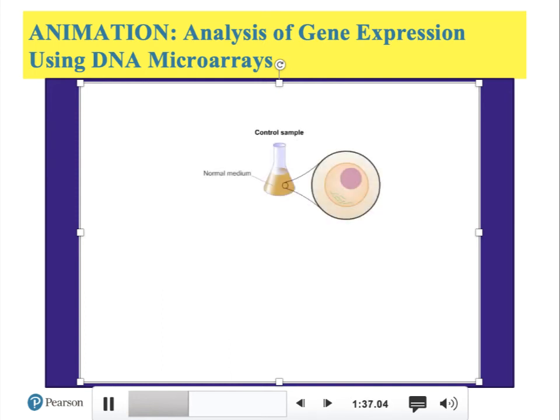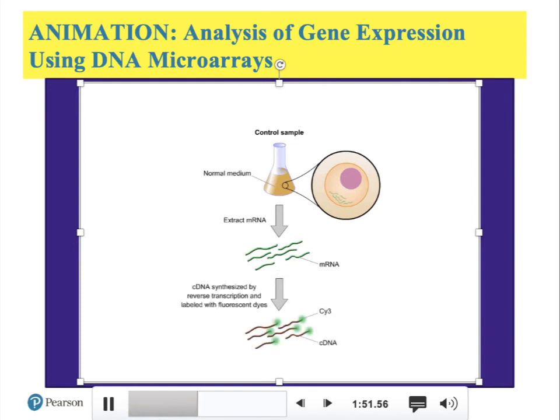Diploid yeast cells growing in normal medium are harvested and used to create a control sample. To create this sample, the mRNA is isolated from the cell. This mRNA is used to synthesize cDNA molecules using reverse transcriptase. To tag this DNA, the dUTPs used in the reverse transcription mixture are labeled with Cy3, a green fluorescent molecule.